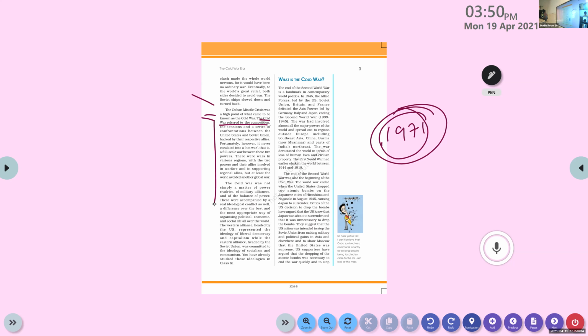Okay, backed by the respective allies. Fortunately, however, it never escalated into a hot war, a full-scale war between these two powers. There were wars in various regions with the two powers and their allies involved in the warfare and in supporting regional allies, but at least the world avoided another global war. So these two countries tried something to avoid a global war, I mean, the Third World War. Next one.